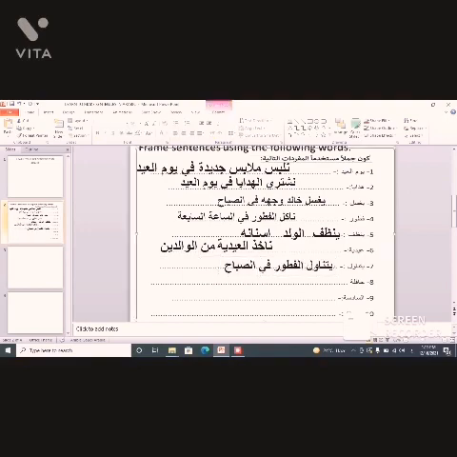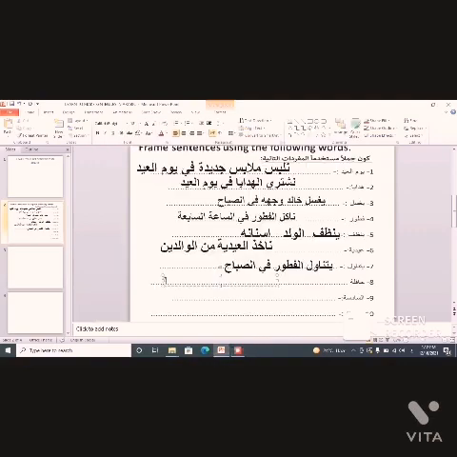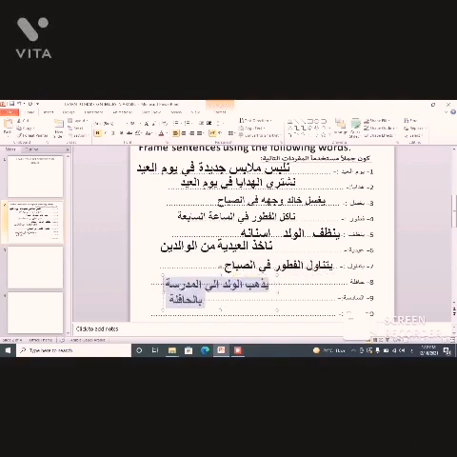So next word is hafila. Hafila means bus. How to use the hafila? For example, the child is going to the school by bus. So yadhhab al-walad or tadhhab al-bint ila al-madrasa bil-hafila. Like this you have to make the sentence. This is the way of making the sentence, my friends. Easy way. Each sentence I am writing next to the sentence so you can understand easily.